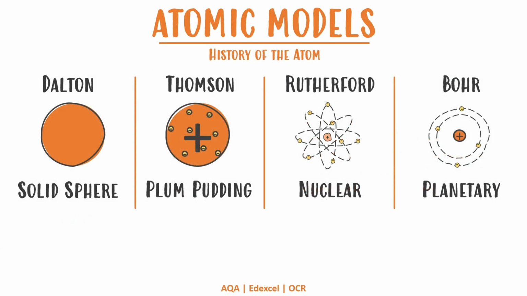Let's summarize. So, we started off with Dalton's solid sphere model, then moving on to Thomson's plum pudding model with the discovery of the electrons. And after Rutherford's gold foil experiment, we had the nuclear model. And finally, Bohr's planetary model.